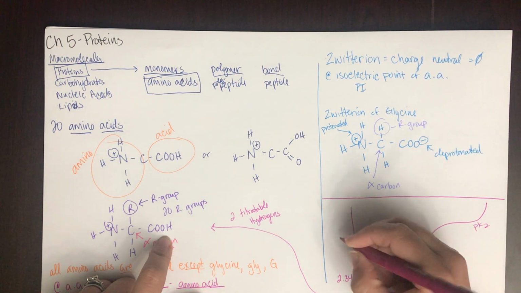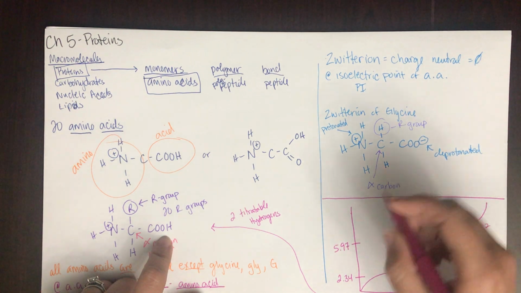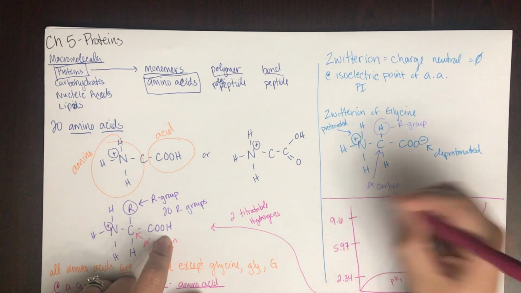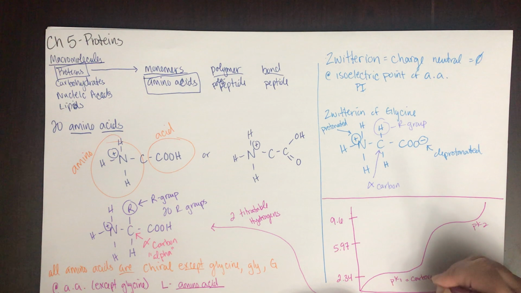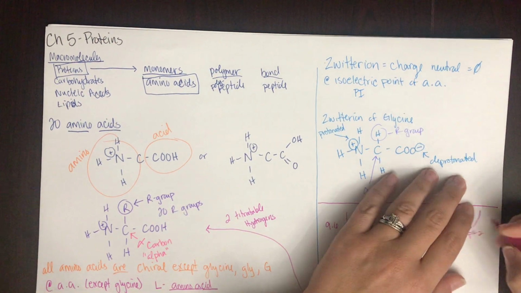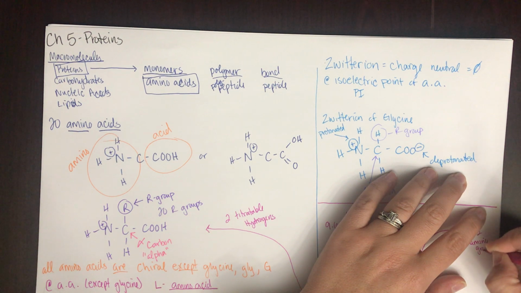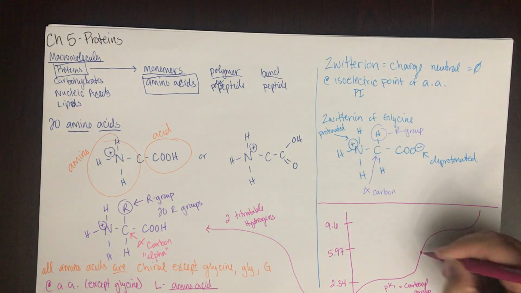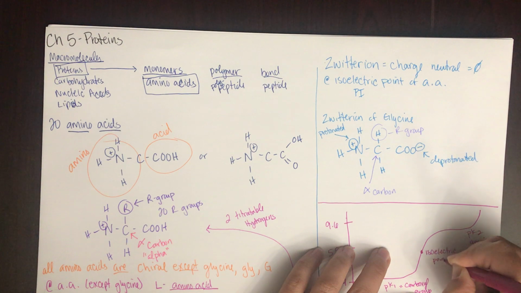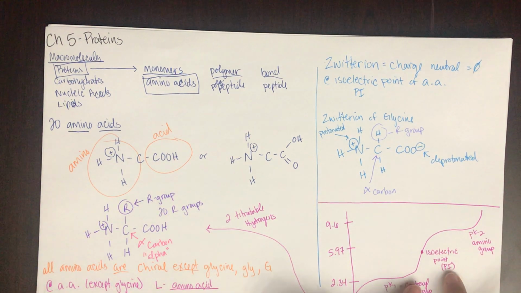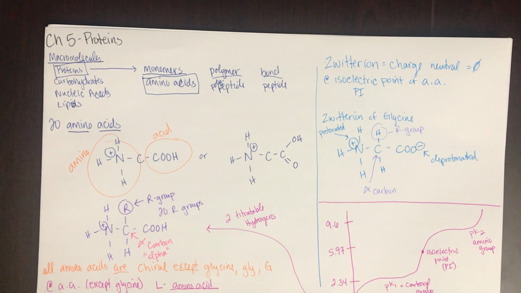The pI, which we'll talk about in a second, is 5.97, and then the pK2 is about 9.6. So this is the pK1, this is of the carboxyl group. And this pK2, this is for the amino group. And here in the middle, this is the isoelectric point. This is the pI. This is where the Zwitterion is. This is where we've lost the hydrogen from the carboxyl group, but we still have the hydrogen for the amino group.